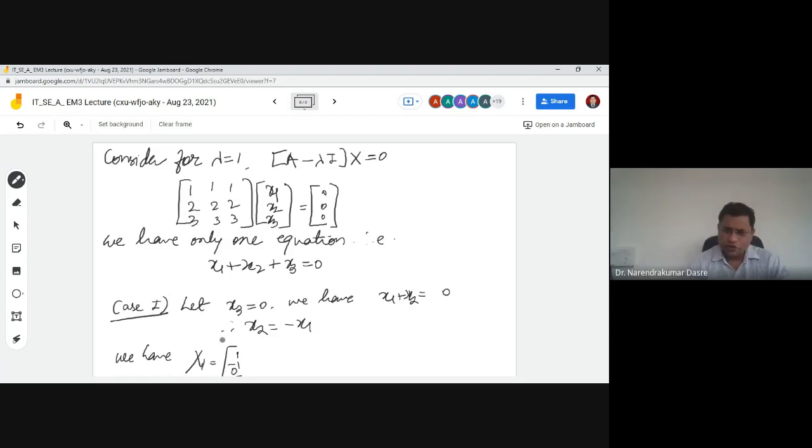x3 is going to be 0, so I have put this 0. x2 is equal to minus x1, so I am assuming that x1 is equal to 1, so x2 becomes minus 1, and hence I can say this is the eigenvector corresponding to eigenvalue lambda equal to 1. So this is the first eigenvector that we obtained.